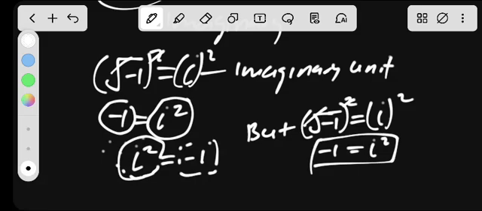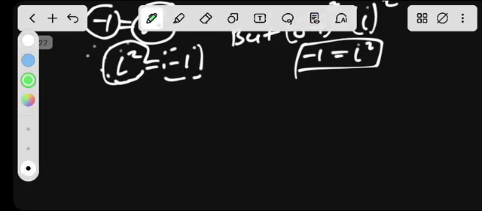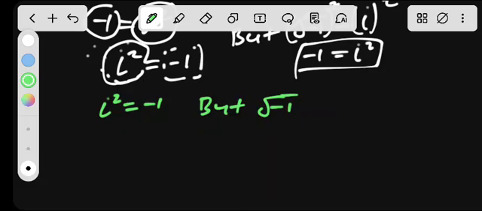So we have two things now. We've seen that i squared is equal to -1, and the square root of -1 is equal to i. This is what is important you're supposed to know. This is very important, crucial.